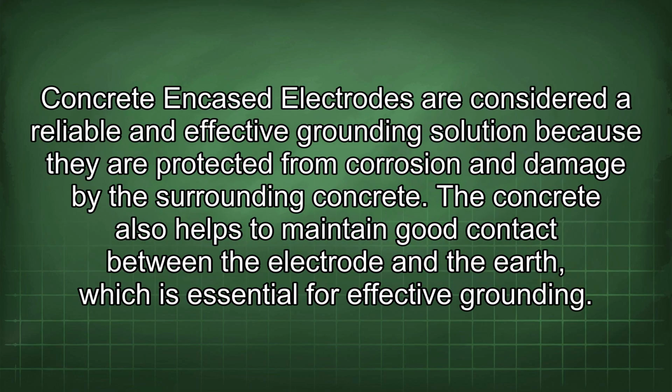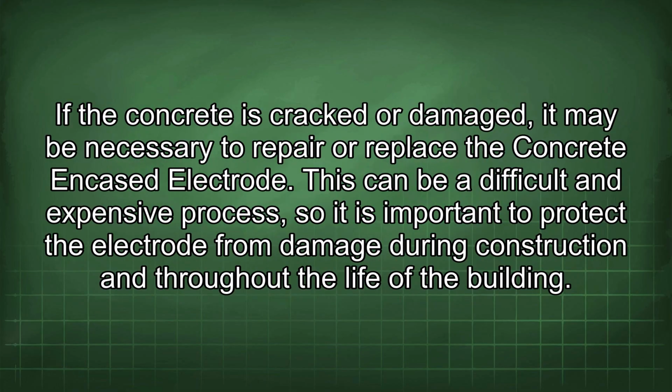Concrete encased electrodes are considered a reliable and effective grounding solution because they are protected from corrosion and damage by the surrounding concrete. The concrete also helps to maintain good contact between the electrode and the earth, which is essential for effective grounding. If the concrete is cracked or damaged, it may be necessary to repair or replace the concrete encased electrode. This can be a difficult and expensive process, so it is important to protect the electrode from damage during construction and throughout the life of the building.